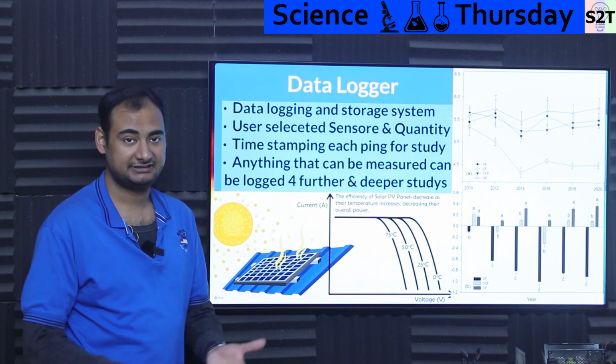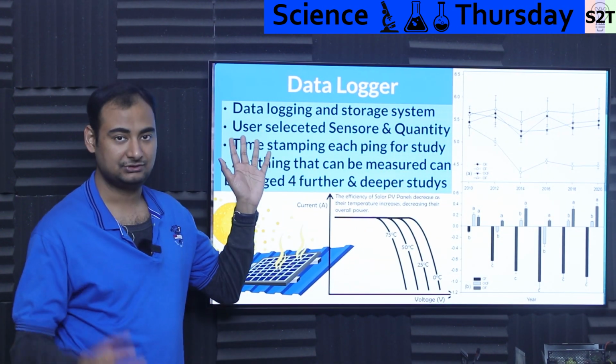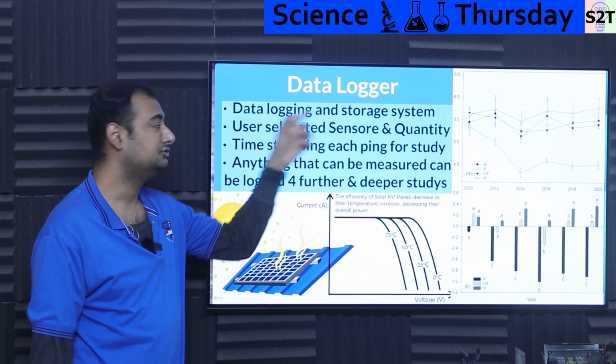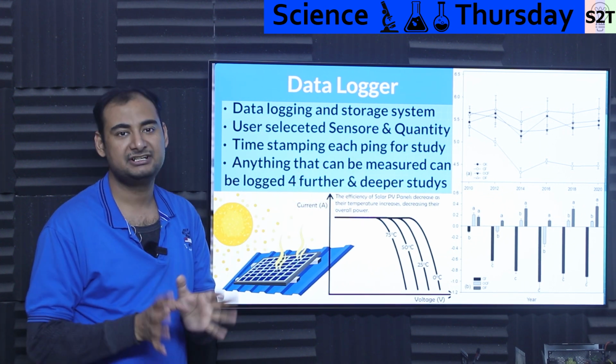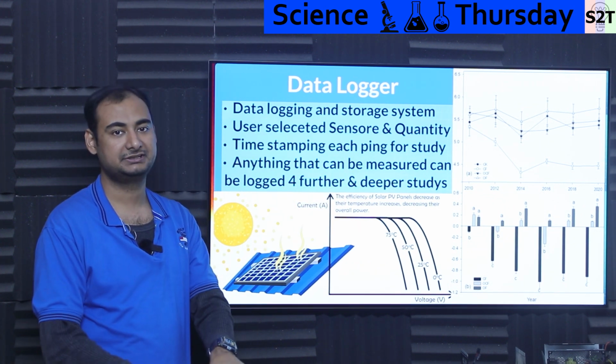So what is this data logging? Data logging is a very simple thing. You do data logging, basically you collect the data and you store it. That's the fundamental job of a data logger. You collect the data and you store it.